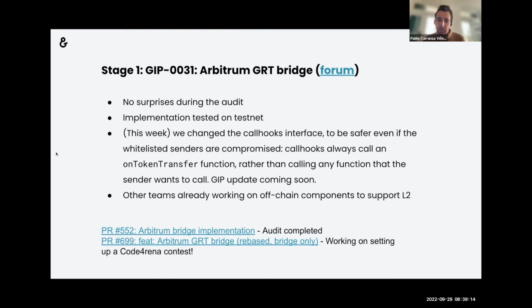So I'm going to push an update for GIP-31 very, very soon. I'm actually working on writing that today. And then other than that, other teams are already working on all of the off-chain components, like the Graph Studio UI, Indexer Agent. There's a bunch of other things that go around deploying the bridge and deploying the L2 network. And yeah, I can't go into detail on those things, but just know that it's being worked on. And then that's for the actual code for the bridge contracts.